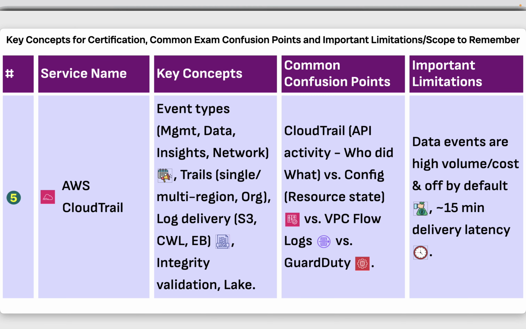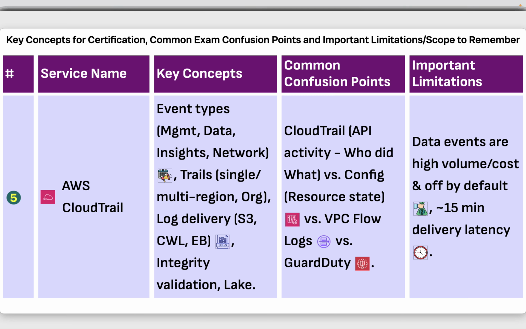Next service is AWS CloudTrail. Key concepts are event types, which can be management events, data events, insights, and network events. And then we have trails, which can be single region or multi-region, and can also be organization-wide. Log delivery can be S3, or CloudWatch Logs, or Amazon EventBridge. Then we have integrity validation.